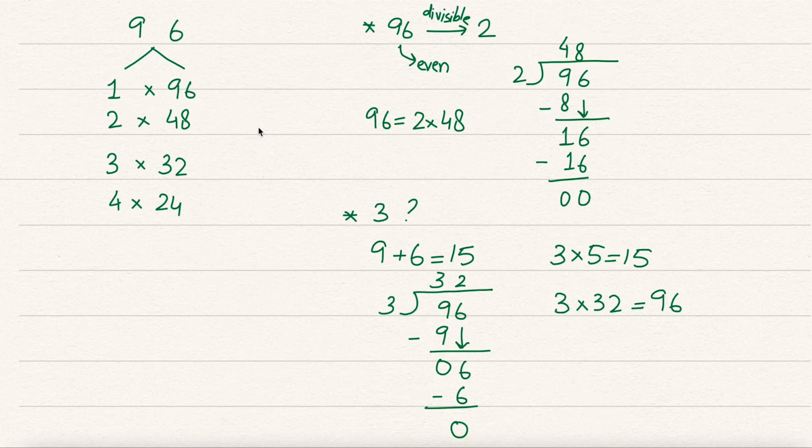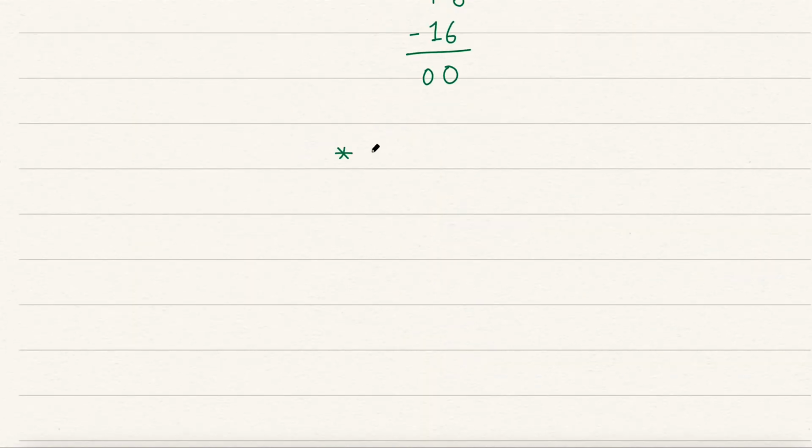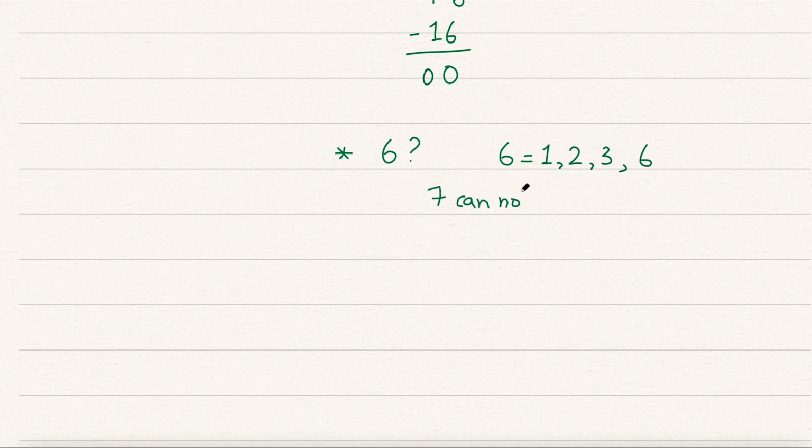Now we need to check if 96 is divisible by 6. We don't have any divisibility test for 6. So what we will do is we will first find the factors of 6. Factors of 6 are 1, 2, 3, and 6. 1 is a factor of 6 because every number has a factor of 1 and the number itself. And then 2 times 3 is 6. A number cannot have a factor that is greater than the number. 7 cannot be a factor of 6.